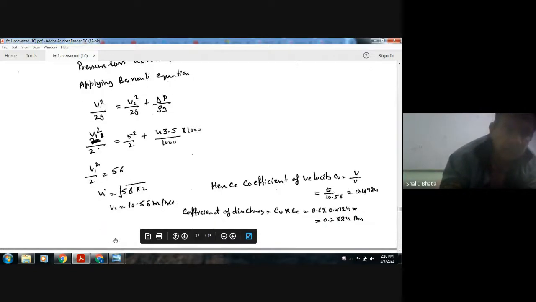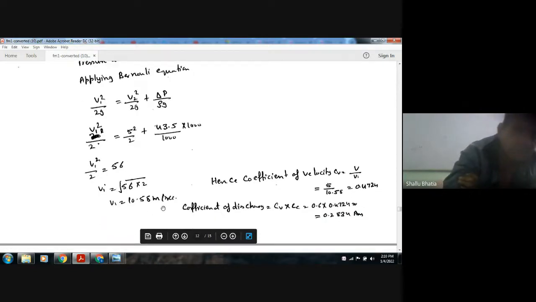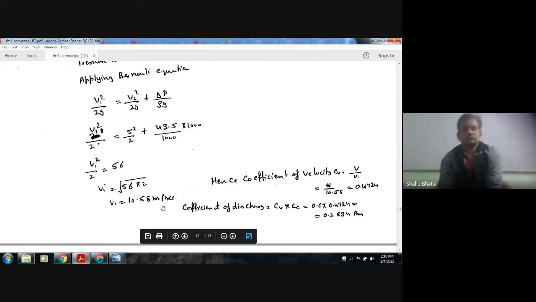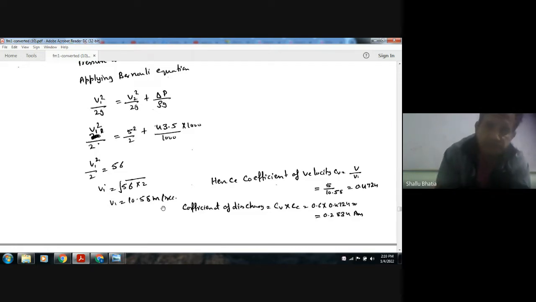So we know V2 is 5, and we know this delta P is 43.5. So V1 we can find: V1 is equal to 10.58 meters per second.